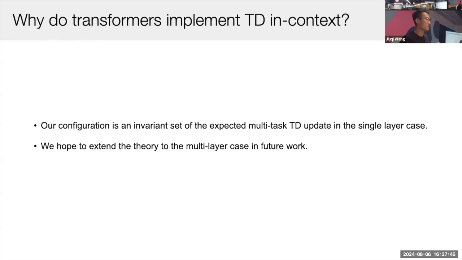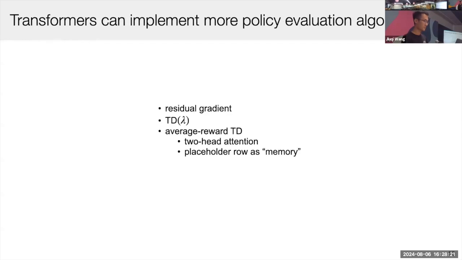Then we try to justify why transformers implement TD in context. We have some preliminary results on that. We proved that our configuration is an invariant set of the expected multitask TD update in the single-layer case. We wish to scale our theory up and extend it to the multi-layer case in our future work, as well as maybe some almost sure convergence. But now we have a theory for a single layer.